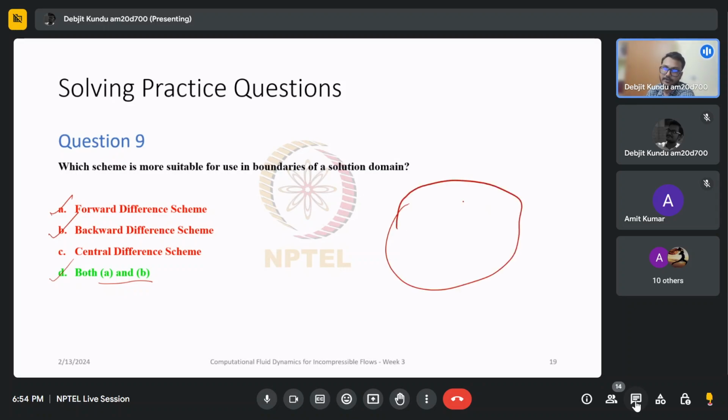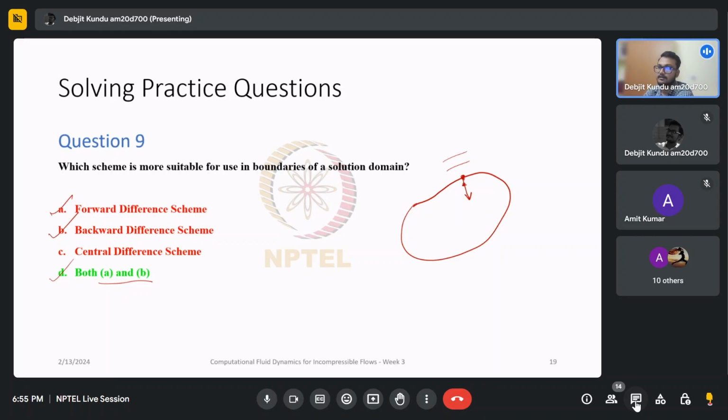So any domain like this, for a boundary, there is no points on the outside of it. So if I want to find any derivatives here, I have no other option but to go inside and try using the points inside of it. So depending on the direction you pick, either forward difference scheme or backward difference scheme would come into play.